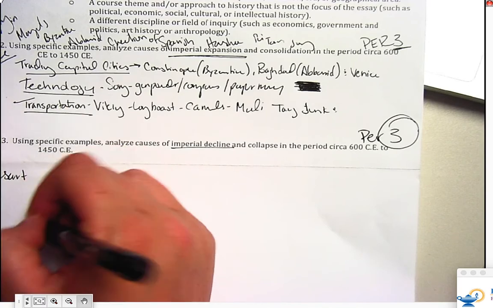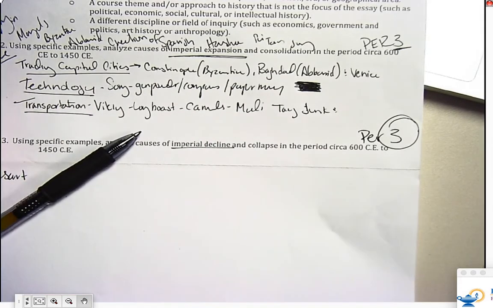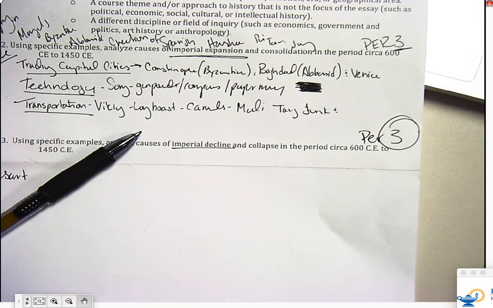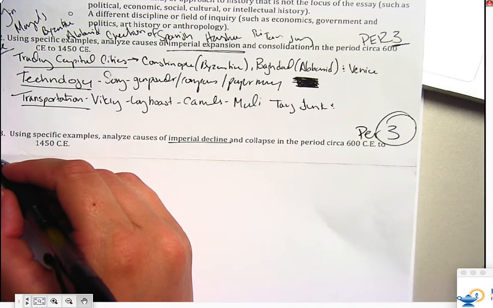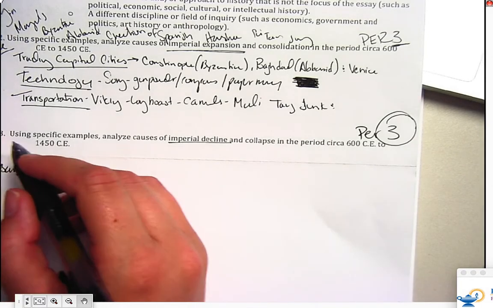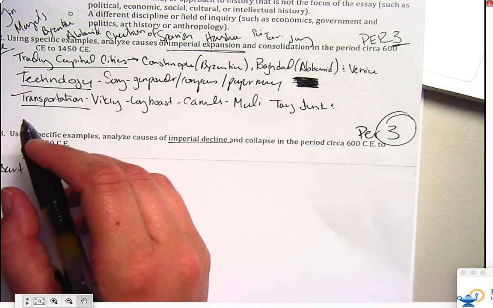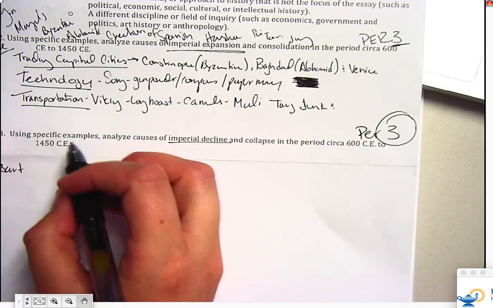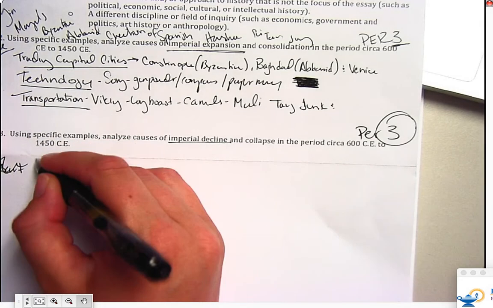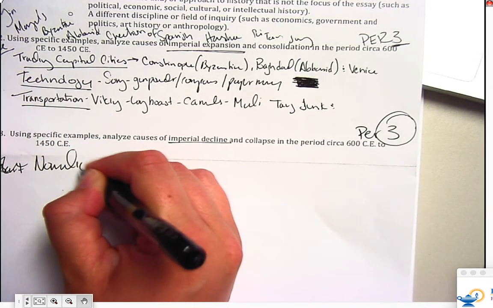Period 3 is where we are. What is going to cause it? Dean? Nomadic invasions, like in Persia. Persia's kind of gone. China. Yeah, like the Mongols. Mongols I will take. Okay, so you want to do nomadic invasion? Okay. Nomadic invasion.